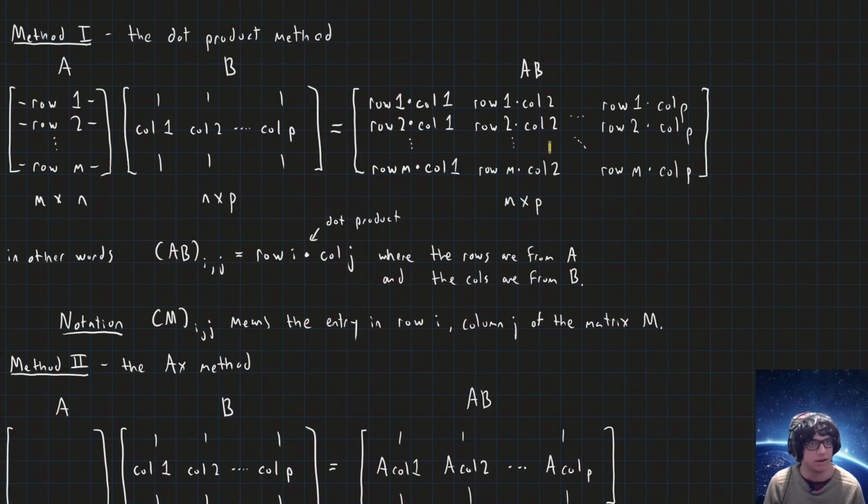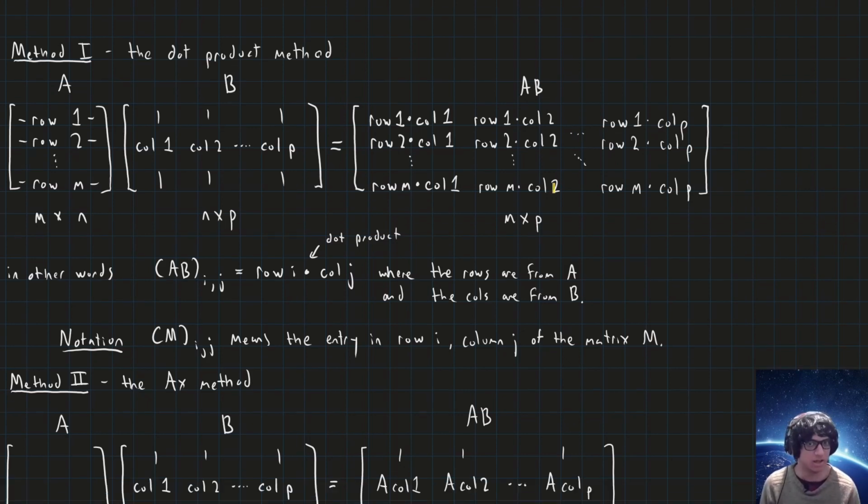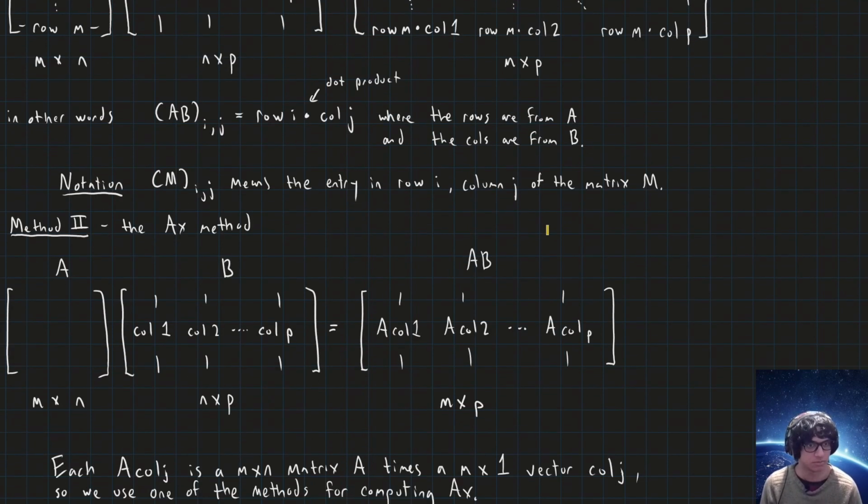The dot product method up here is probably quicker for computations by hand, and there's less writing, but it kind of obscures what's really going on in terms of linear combinations, which is important.